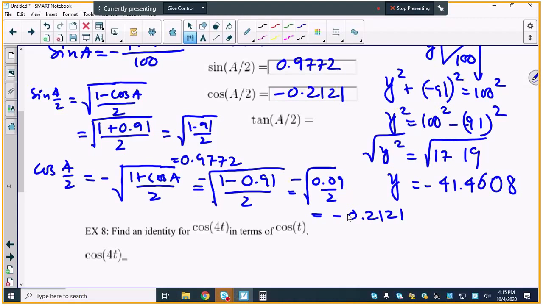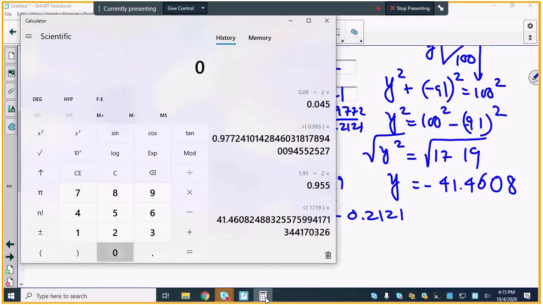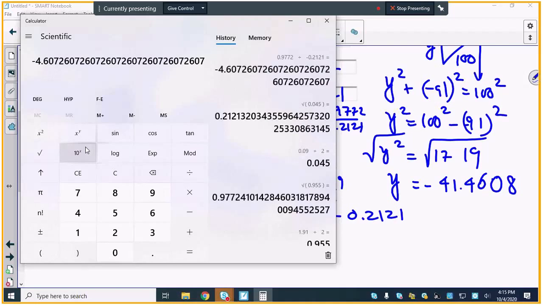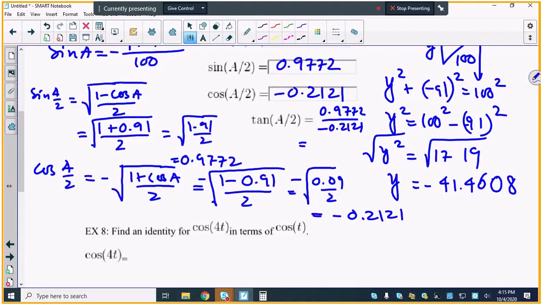For tangent, I'm not going to use the double angle formula or half angle formula anymore. It's the ratio of sine and cosine. So I would say tangent is sine 0.9772 over minus 0.2121. That's the easier way of doing it. So let's do that. 0.9772 divided by 0.2121, but that is negative. So I get negative 4.6073. That is the tangent value answering my question.